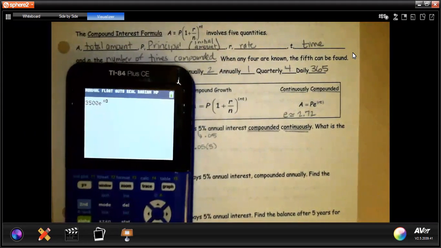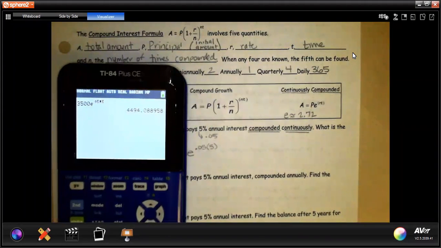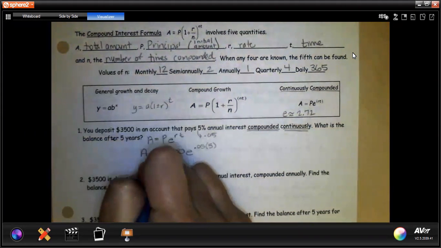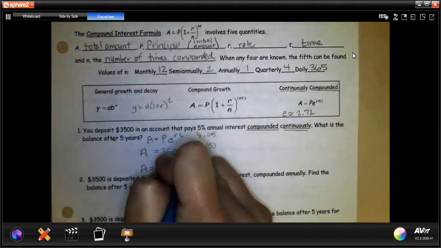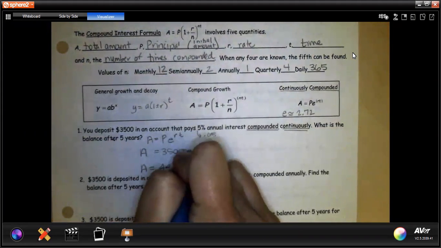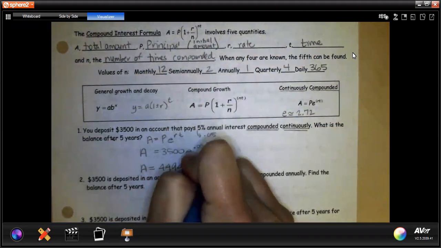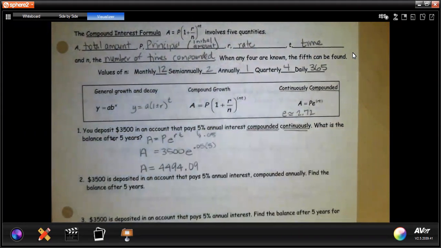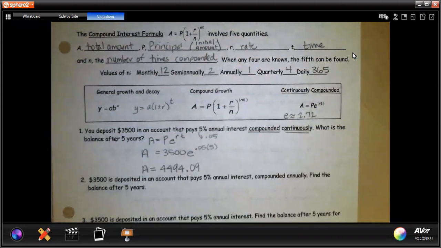Our rate is 0.05, and we are multiplying that times 5 years. And so we've got 4494.09. Remember, with money, you want to leave 2 decimals. So the amount of money that we have after 5 years is 4,494.09.